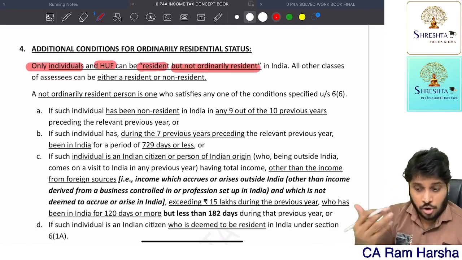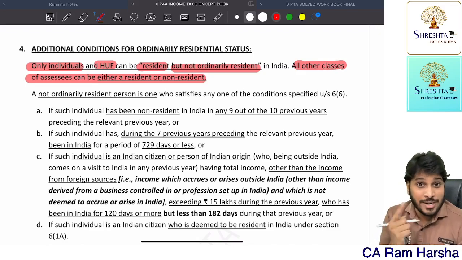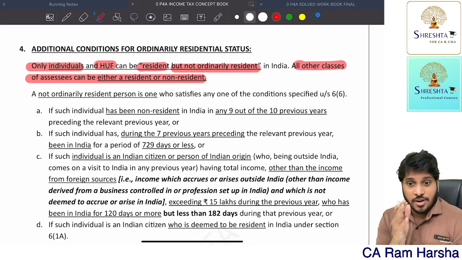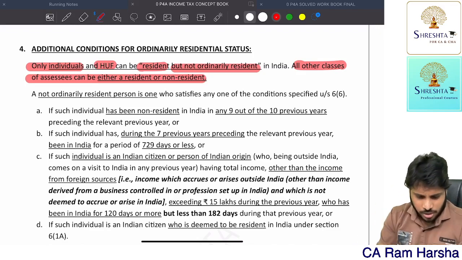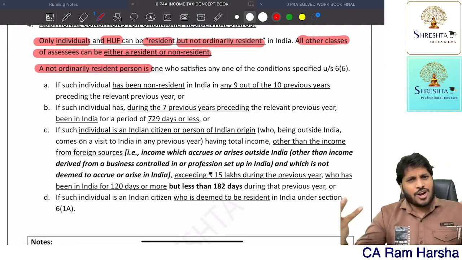No, he can be resident, but not ordinarily. All other cases of SSEs, only two categories we have. I told you in the previous session. Generally for companies, firms and all, either resident or non-resident. Now, who is not ordinarily resident?